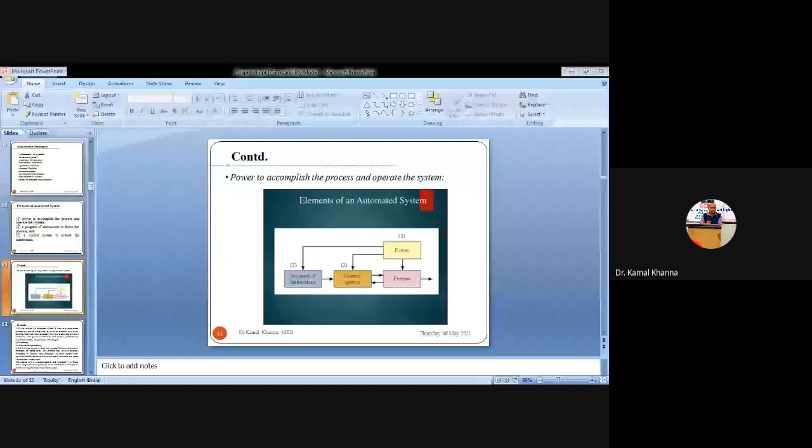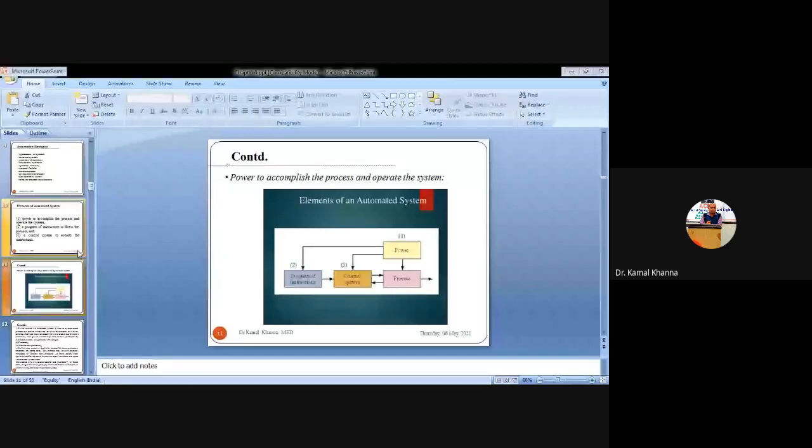We have discussed in the previous class the various elements of the automated systems. The first one was the power to accomplish the process and operate the system. Second is the program of instructions, or set of instructions, to direct the process. And the last one is the control system, which is actuating the instructions to the system.